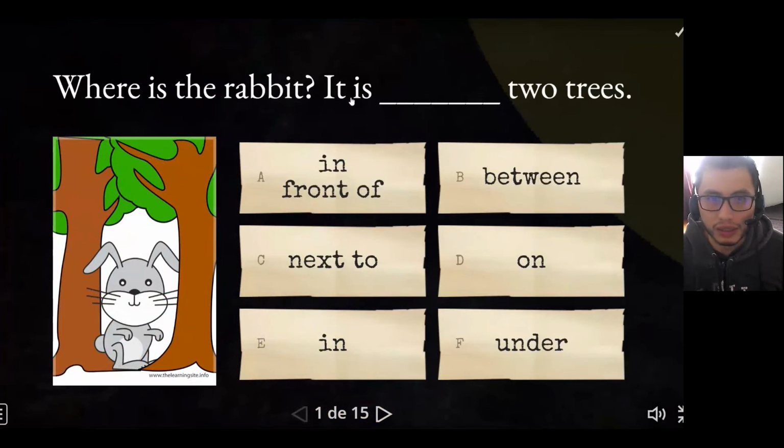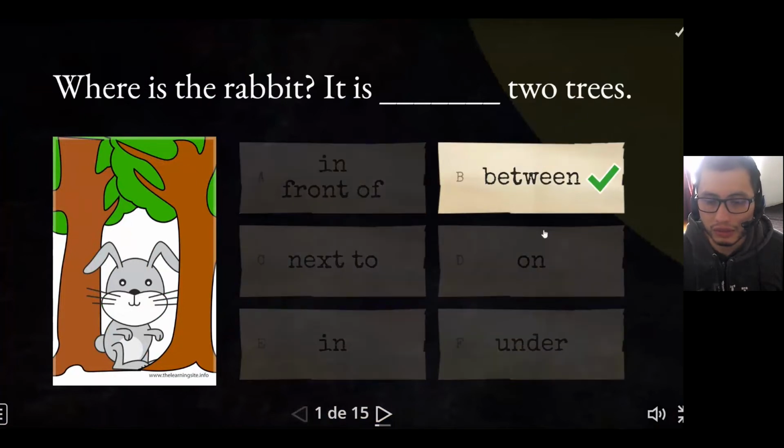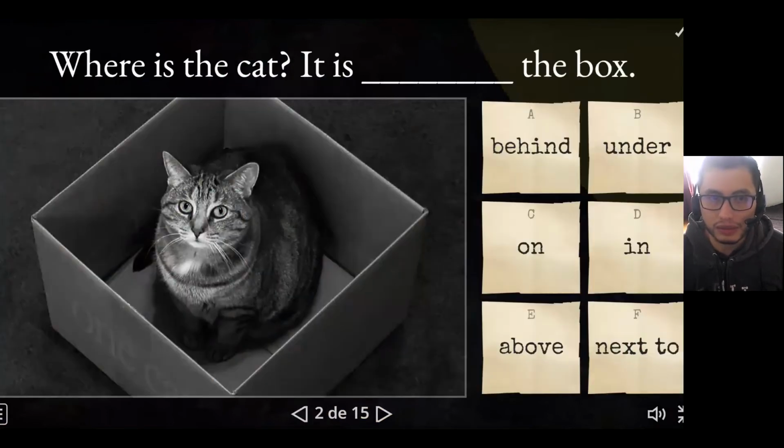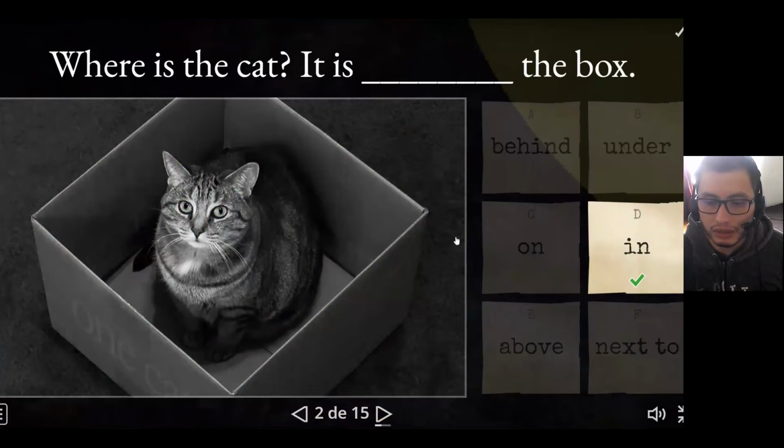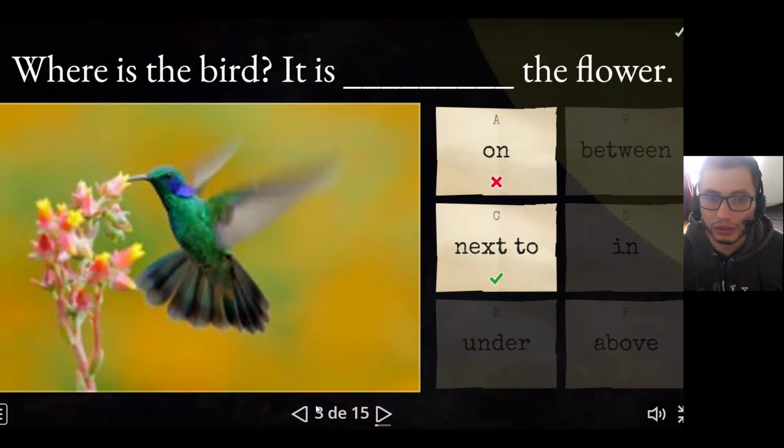Where is the rabbit? It is, according to the picture, two trees. Think about it. Between. Okay, wonderful. Where is the cat? It is, if you select in, very good job. Where is the bird? It is, not on, but next to, right?